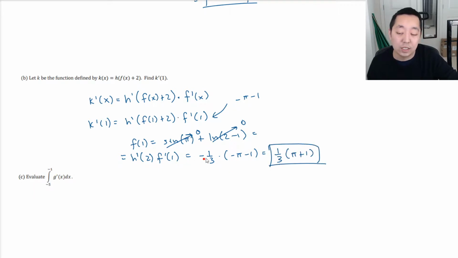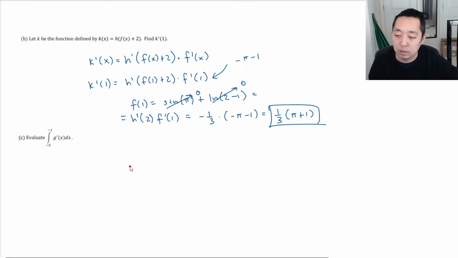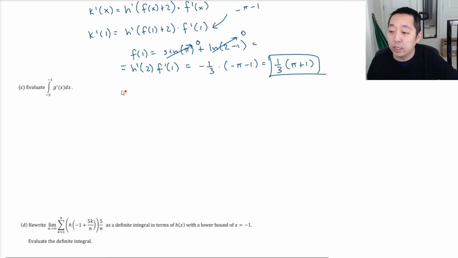You can leave it like this, though. Try not to simplify. Do as little arithmetic as possible. Okay, evaluate this. This is by the fundamental theorem of calculus. I take the antiderivative of g, which is just g. So I plug in g of negative 1 minus g of negative 5.